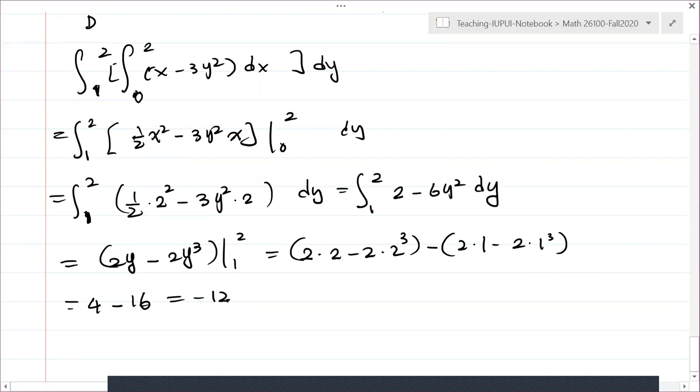So we have verified Fubini's theorem for this problem. At the same time, we evaluated the double integral.